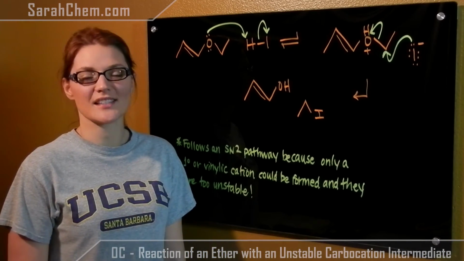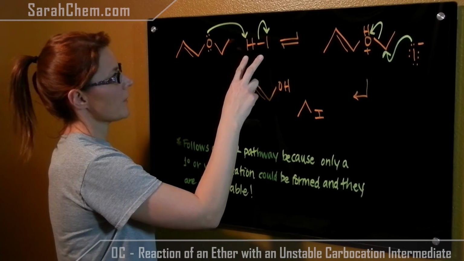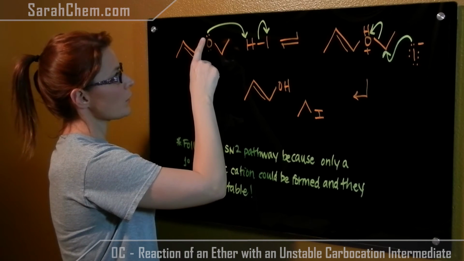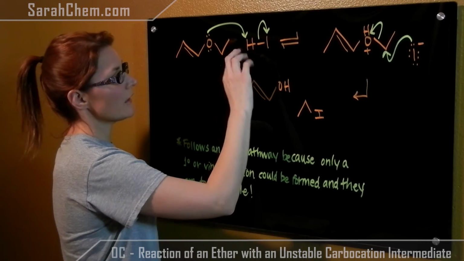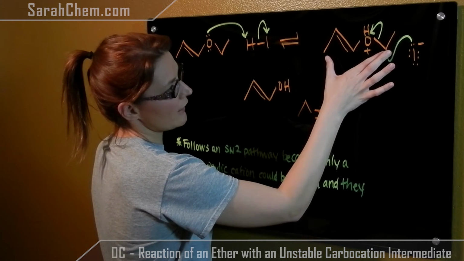Okay, so let's take a look at this mechanism. Over here we have our ether group and we have our HI. Now our oxygen with its lone pairs will come and attack the hydrogen, kicking the iodine group off. So over here we're going to get this protonated ether.